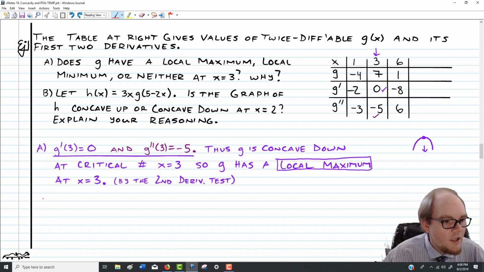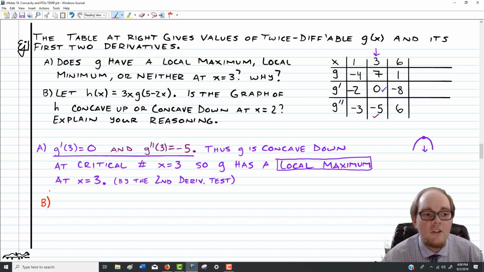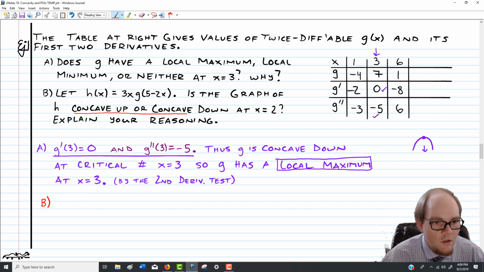Now in addition, let's take a look at part B. Part B tells us that h of x is 3x times g of 5 minus 2x. The question we're asked is whether the graph of h is concave up or concave down at x equals 2, and we are to explain our reasoning. So in order to get there, of course, if we want to talk about concavity, we know that we need to go check out the second derivative.